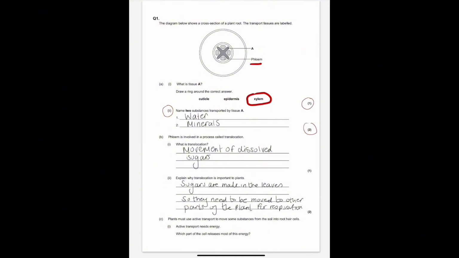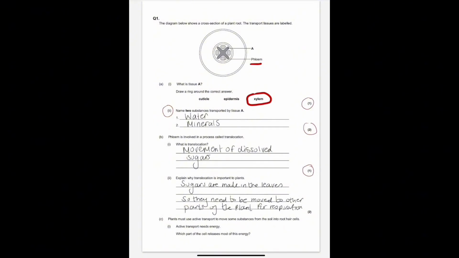Let's keep this very simple. Translocation is the movement of dissolved sugars. You don't have to write down dissolved, you can just write down movement of sugars. You can also make reference to amino acids and sucrose, glucose. You could allow the movement of nutrients, but to be honest, the most obvious answer is the movement of dissolved sugars, and that will get you that 1 mark, and it is the easiest way to remember what translocation is. Right, let's go through BII.